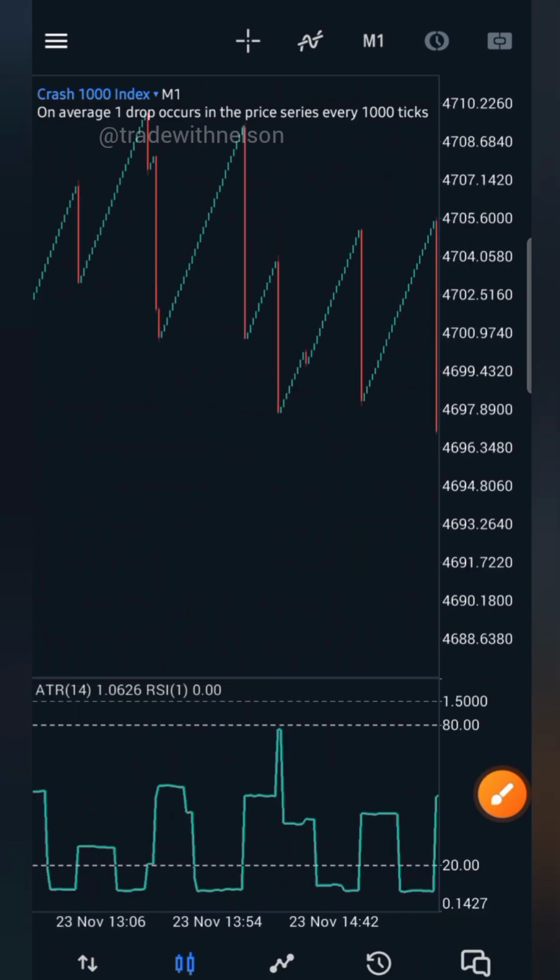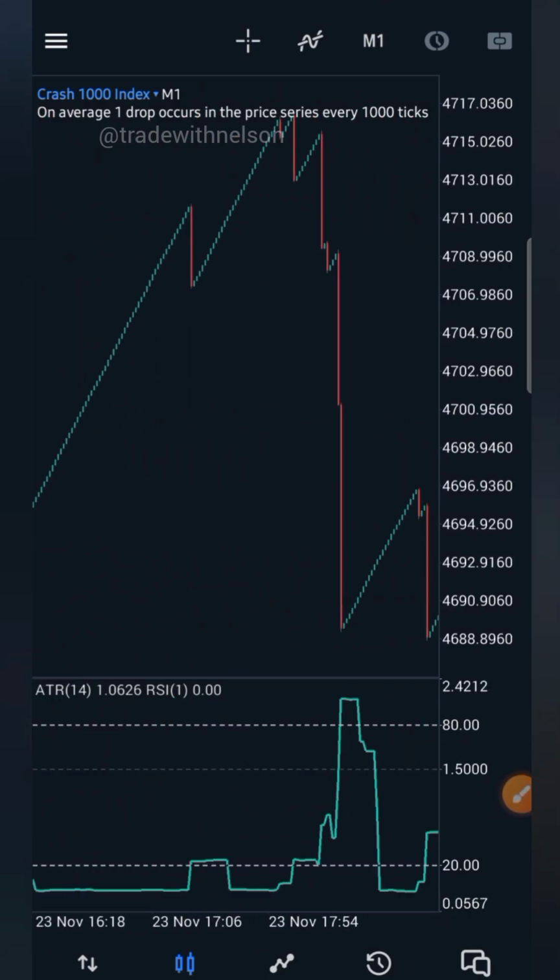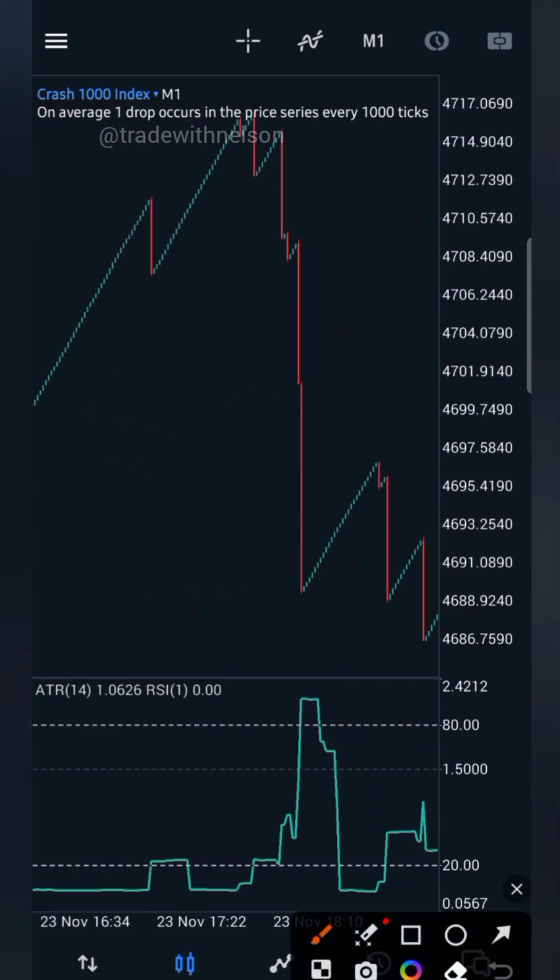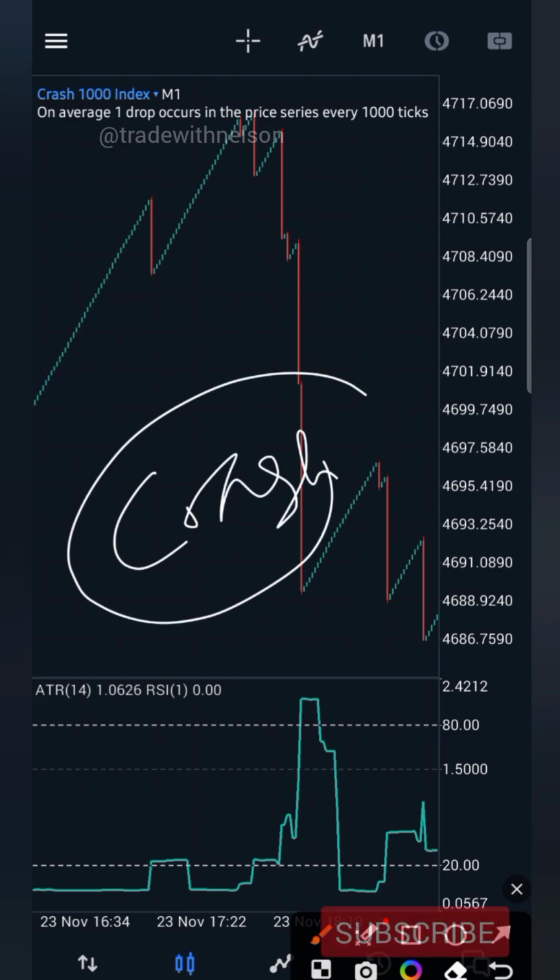You can see how easy and simple this strategy is. You can go back on your chart. You can decide to just stick only to the crash market because it is more perfect on the crash market than in the bull market.